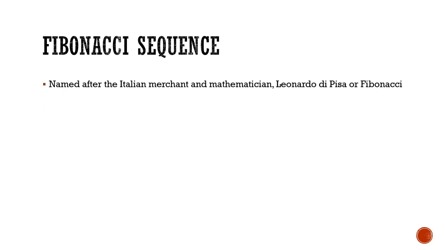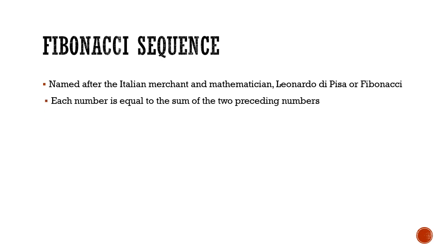And the last sequence that we have here is the Fibonacci sequence. So, named after the Italian merchant and mathematician Leonardo di Pisa or Fibonacci. So, each number is equal to the sum of the two preceding numbers. Yun yung Fibonacci sequence. So, here's the example. We have 1, 1, 2, 3, 5, 8, 13, 21, 34, 55, 89, and 144.